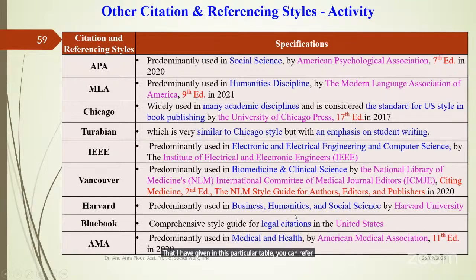If you are going with a journal that follows the Vancouver style, you have to refer to the particular manual, Citing Medicine, second edition, given by the NLM Style Guide for Authors. Similarly, whichever style you need to follow, you have to check that. For your information, I have given this detailed table, and always be careful. Please take the latest edition or latest publication manual from the respective citation and referencing style. Do not go for the old one at all.